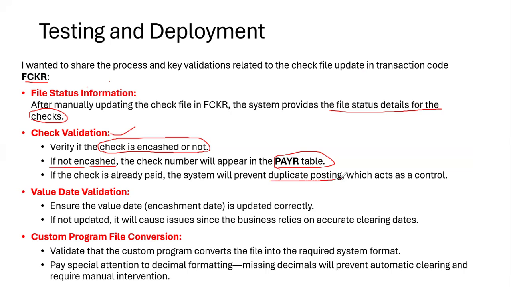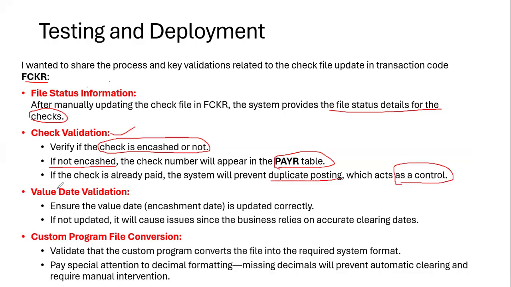We need to delete the encashment date and reprocess the checks. In parallel, we need to reverse the existing clearing transaction. Only then will the system process the additional entry. Otherwise, it is not possible. Okay, the system will prevent duplicate posting, which has the account as a control. By default the system provides this functionality. It is not necessary to write any specific logic in the program.